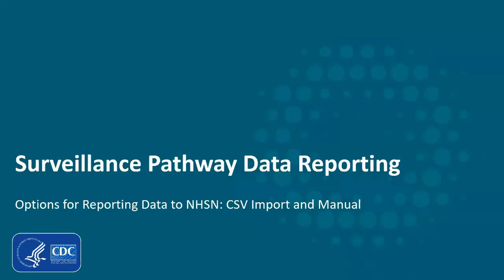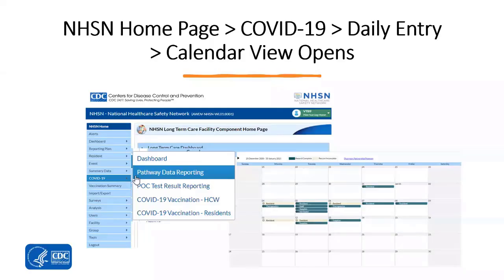So next, I will review how to access the COVID-19 pathways in the NHSN application and data reporting options. Okay, so to access the NHSN COVID-19 module, you'll want to log in to your facility using SAMS, and this will take you to your NHSN homepage. This is what you will see when you log in, and on the left-hand side, you'll see the menu, and you can click on COVID-19, and what will pop out is this little menu here.